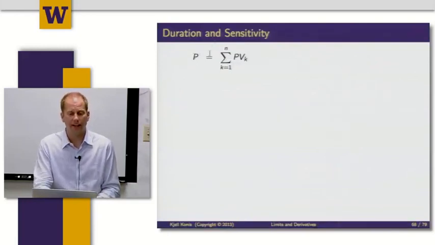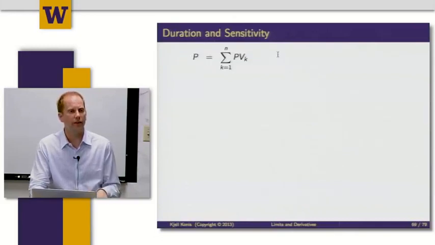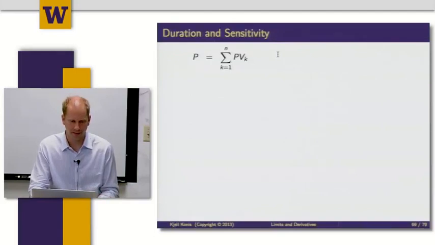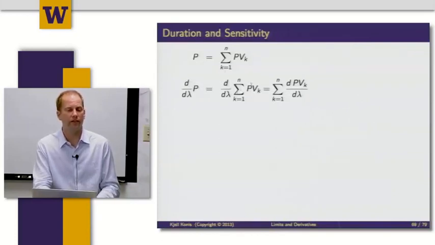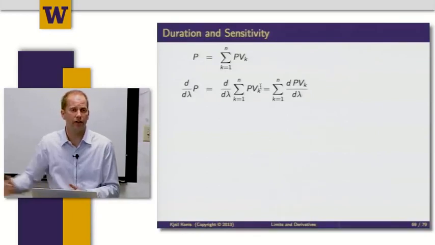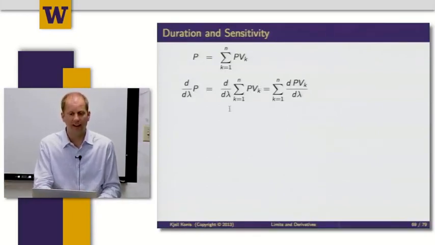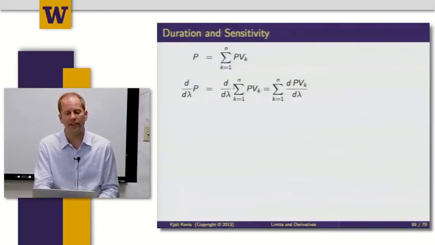And now let's look at the price. My goal was to figure out the sensitivity of the price, not just each payment. So if I want to take the derivative of that with respect to lambda, my definition for the price was just the present value of this future stream of payments. And by my linearity property of derivatives, I can move this derivative inside the sum.